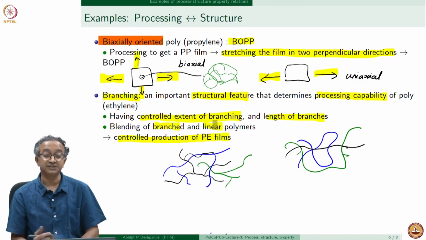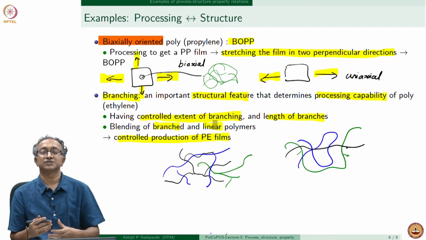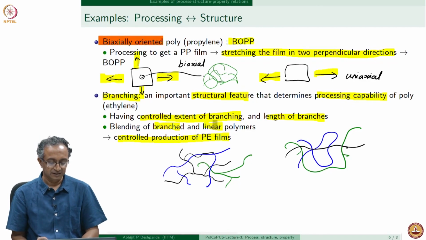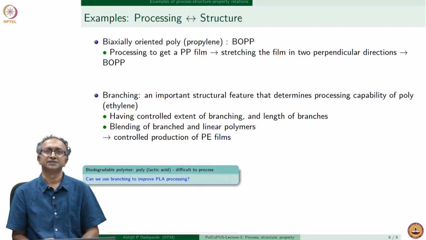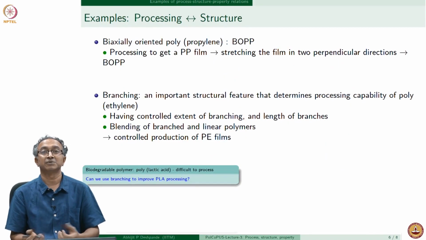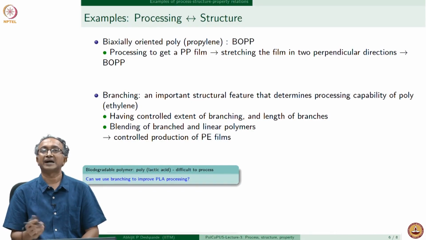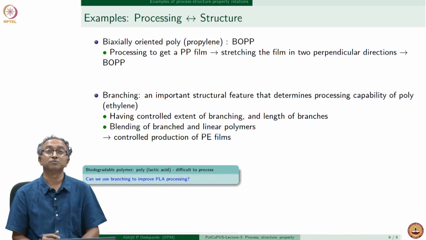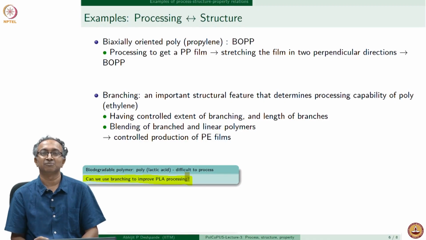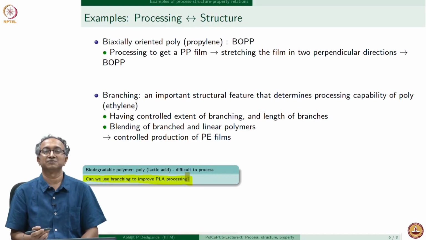And this is such a popular case of improving processing of materials that polylactic acid, which we will learn is a very promising biodegradable polymer for many of the packaging applications, but it's very difficult to process polylactic acid. So one of the key research questions and practical questions people are asking is, can we use branching to improve the polylactic acid processing? Polylactic acid generally will be a linear molecule. So can I make it branched? Or can I mix some other branched molecule in it so that I can make film very easily, like I can make films with polyethylene?